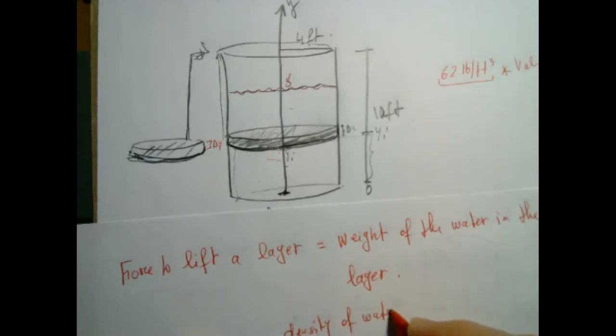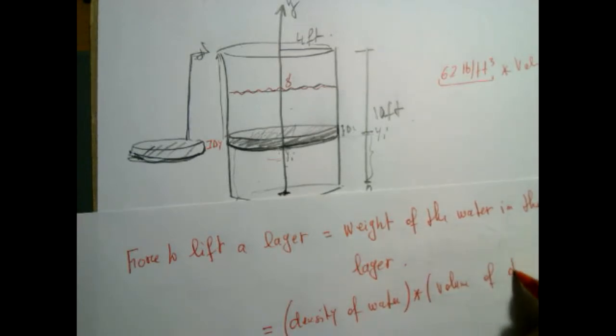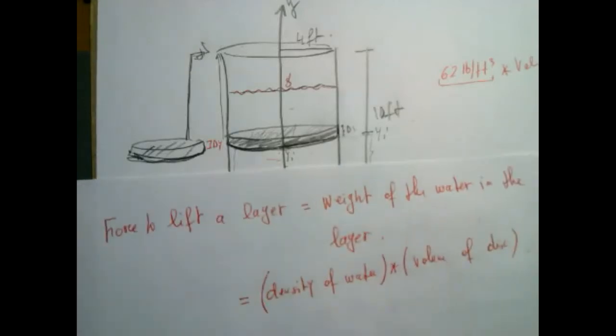So the first problem, as usual, I write it in a lot of details. It's the density of the water times the volume of the disk or of the layer of the disk. Now, the density of water, I gave it to you. It's 62.4. That's the density. Now, what's the volume of the disk? Back to you. What's the volume of the disk? Look at it carefully. What's going to be the volume?